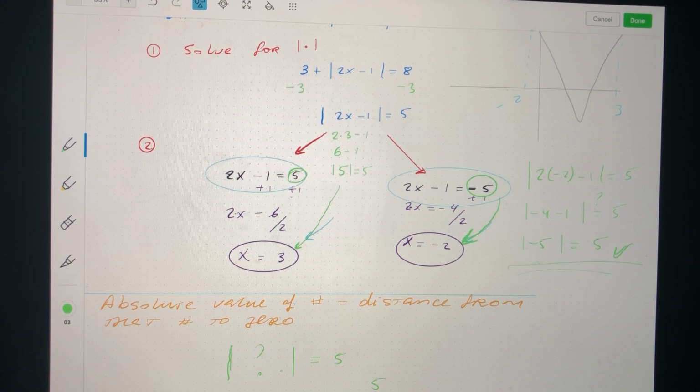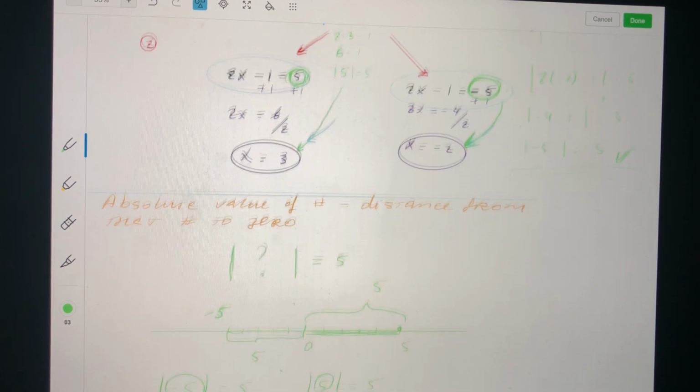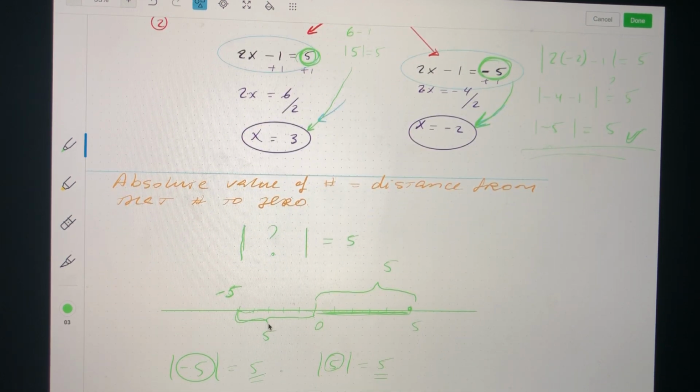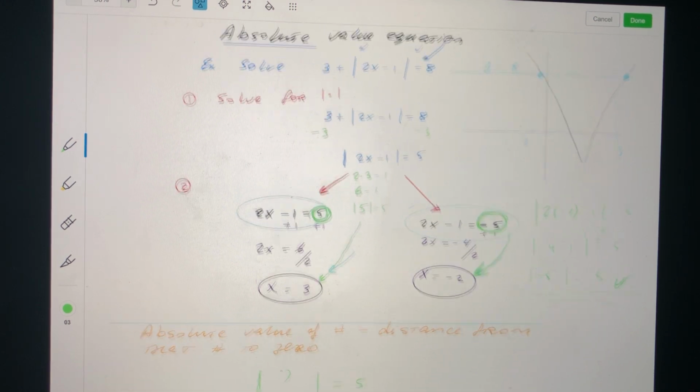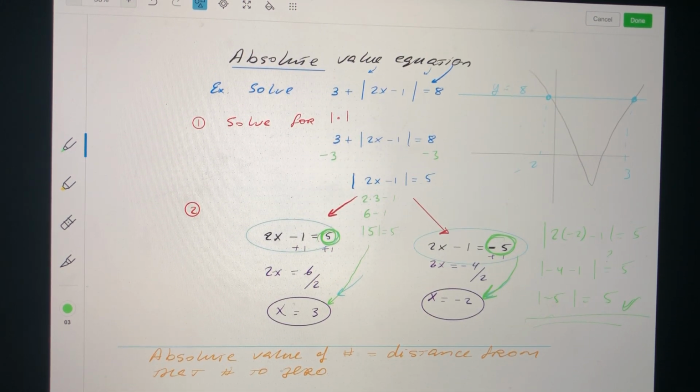So that is why when we solve, we have to remember both the positive and the negative, because once you take absolute value of positive and negative, the answer will be positive. And that's why we follow this procedure. In a different video, let's practice solving a different absolute value equation. Sometimes there may be no solution, and let's discuss that. Thanks.